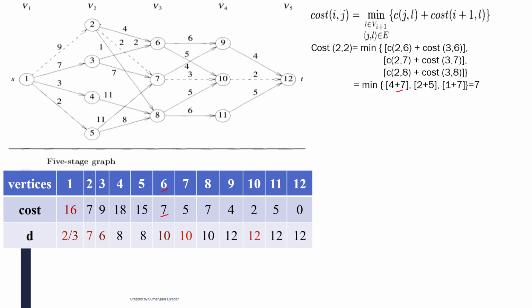And 2 to 6 is 4 here. That's why it is 4 plus 7. In the same way, 2 to 7: you have the value 2. So that's why it is 2 and 3. So in the table for 7, what is the value you have? You have the value 5. You take that table value. Cost means, from the table you have to refer the value here.